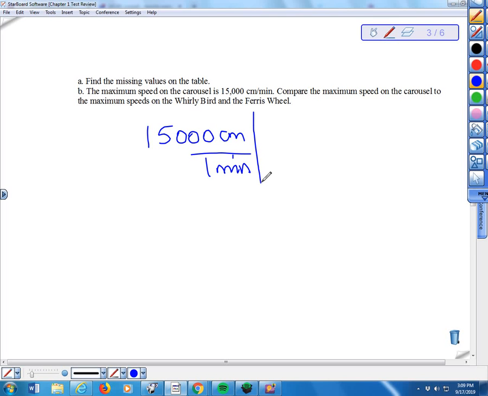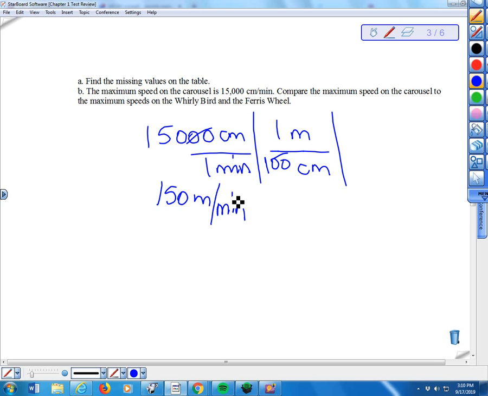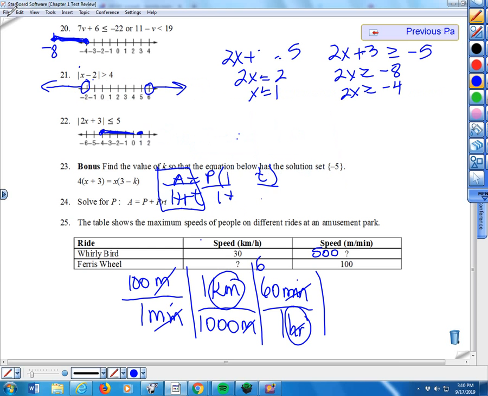There are 10 centimeters in 1 meter. No, 100. Yes, you're right. 10 millimeters in 1 centimeter, but okay, 100. So I just cancel my zeros. It's 150. So compare that to the other two. It's 150, so it's going to be faster than the Ferris wheel, but slower than the whirlybird.